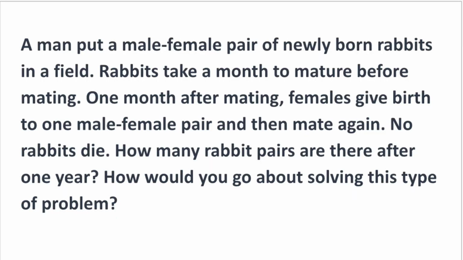But before the golden ratio can go back into the Renaissance, there was this man called Leonardo Fibonacci that posed this question called the rabbit problem. And in it, it said, a man put a male-female pair of newly born rabbits in a field, and rabbits take a month to mature before mating.